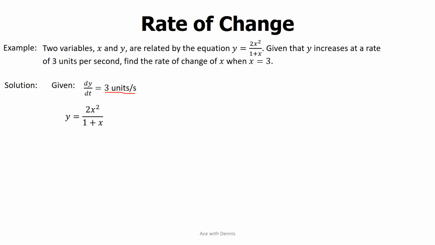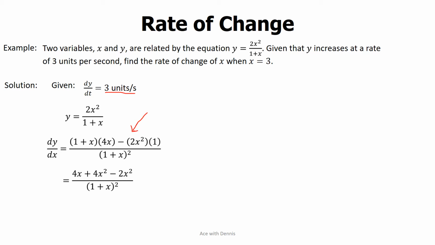And the equation is y equals 2x squared over 1 plus x. Now we want to differentiate this equation, which is dy over dx equals (1 plus x) times 4x minus 2x squared times 1, over (1 plus x) squared. So we actually apply the quotient rule. Then we simplify further, we get 4x plus 4x squared minus 2x squared, and it is equal to 2x squared plus 4x over (1 plus x) squared.